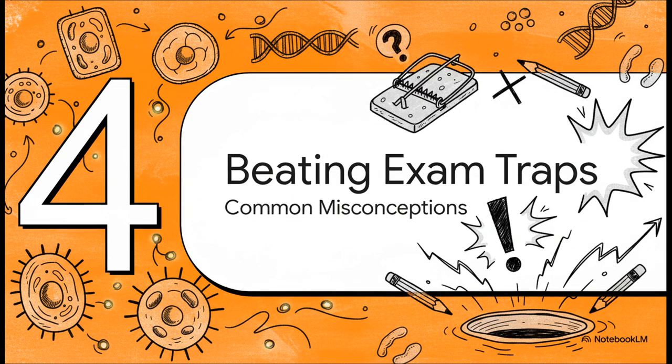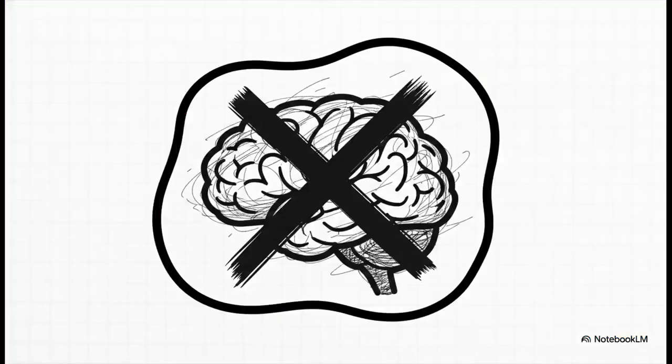Section 4, beating the exam traps. Before we finish up, we really need to tackle a massive misconception. When you're asked what the nucleus does, you must absolutely never write that the nucleus is the brain of the cell. I know it's a super popular metaphor, but examiners will flat out reject that unscientific answer. A brain is a highly complex organ made of literally billions of cells. The nucleus is just one tiny subcellular structure. It is definitely not a squidgy little pink brain floating around in the cytoplasm.